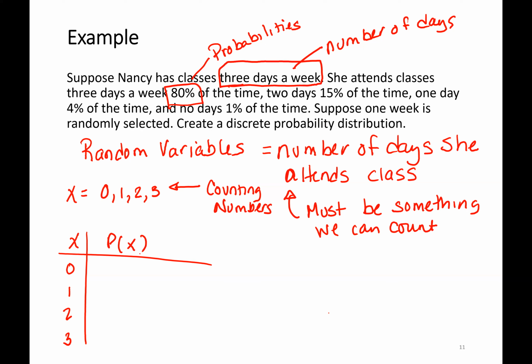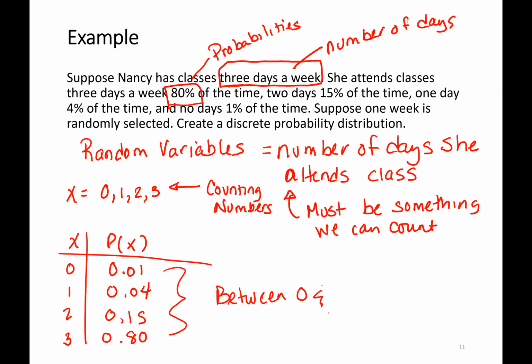Let's write it like this. Okay, so what is the probability she doesn't go to class at all? Is that 1% of the time? Yeah. And then 1 day. Is that 4% of the time? Yeah. And 2 days? And 3 days? Okay. Are all of those between 0 and 1? Mm-hmm. So we're good there. And does that add up to 1? Yeah. Yes, it does.